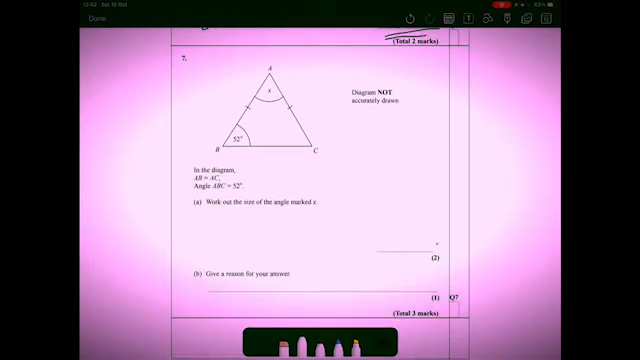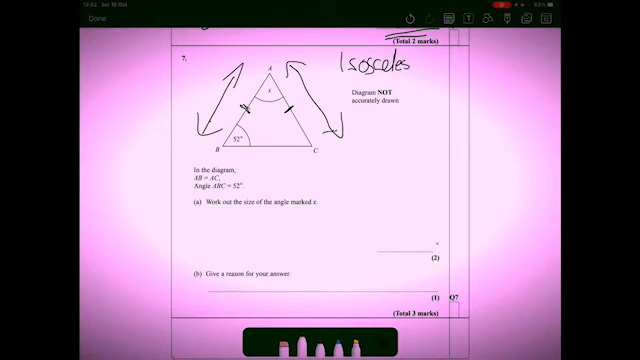Question 7. I've got an angle problem. In the diagram, AB equals AC. So that side is the same as that side. We can see that indicated with these little marker points. It is an isosceles triangle, if I can spell correctly. Work out the size of the angle marked X.